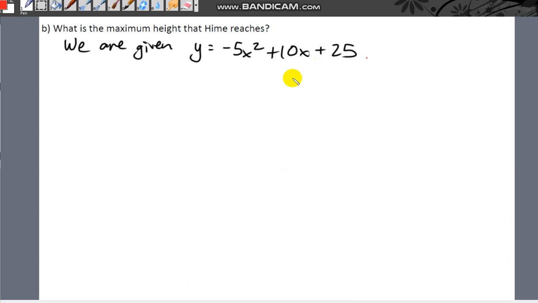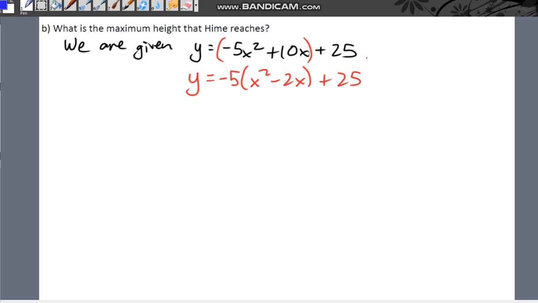So what we can do is apply some of the things that we know. If you guys remember, there's a lovely thing called completing the square. So we have y equals, and I can factor out negative 5 if I put parentheses here. So negative 5 here, x squared, and then minus 2x, and then plus 25.